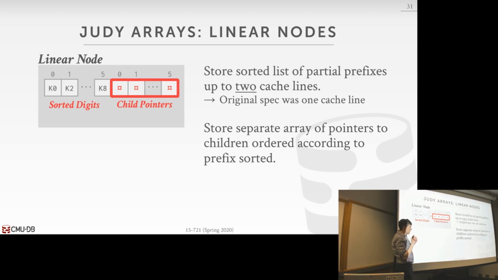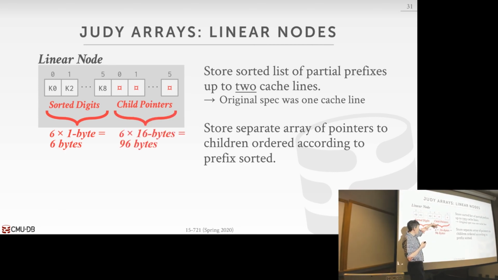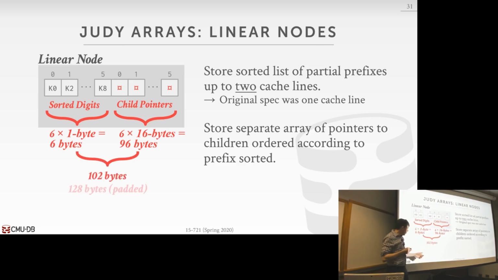Now in the 64-bit architectures, this is going to be two cache lines. So the total size now is that these digits are each 1 byte, and you can store 6 of these, so that's 6 bytes total. Then the pointers are 128 bits, so 16 bytes, because the Judy pointers are double the size of a regular pointer. I'll have 6 of these, so these would be 96 bytes. So in total, a single node would be 102 bytes. But now we need to be word aligned to our cache lines, so we'll pad it out and make this 128 bytes. So again, 2 cache lines is all it takes to fetch this one thing.